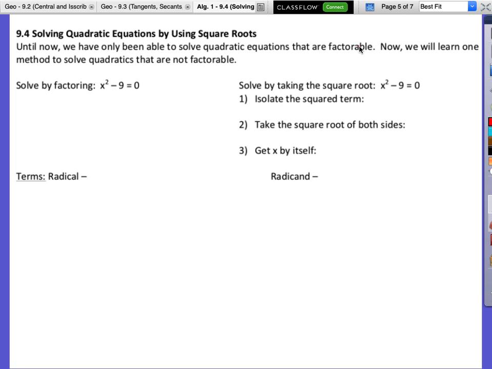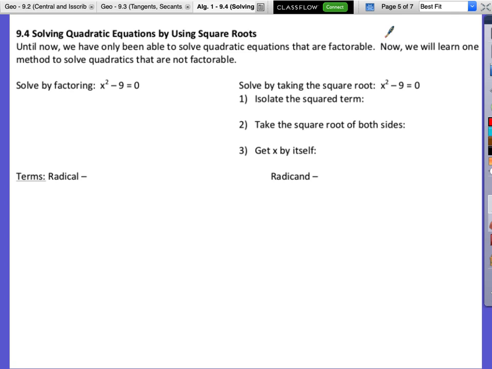So until now, we've only been able to solve quadratic equations that are factorable. That's the only time we've been able to solve, is when we've been able to factor them. Okay, now we're going to learn another method to solve quadratics that sometimes aren't factorable. We're going to learn another way. Okay, it's going to open up our versatility, Jacob.